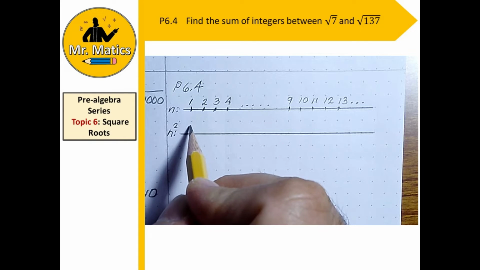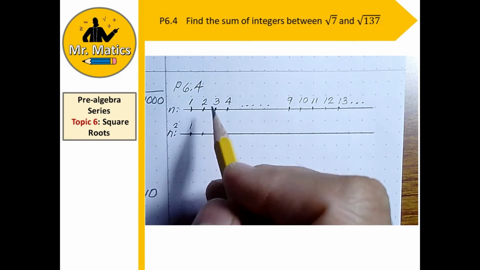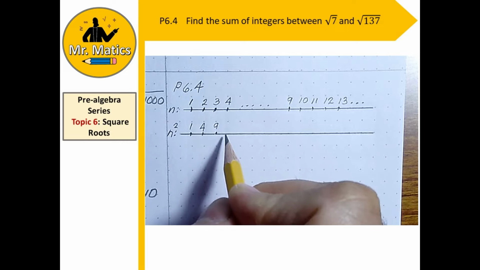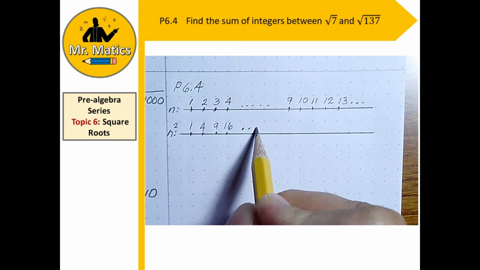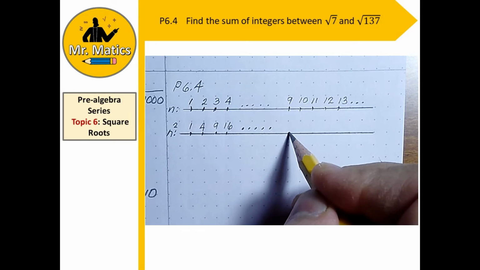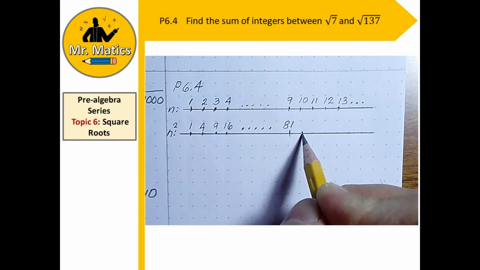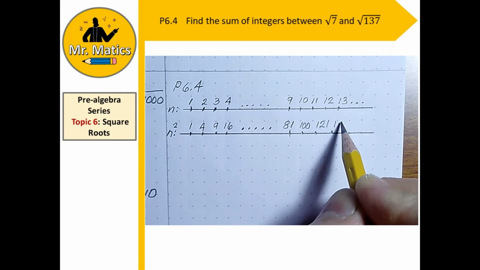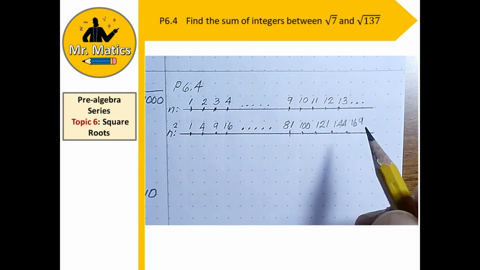So 1 will result in 1 square, which is 1. The next one will be 2 square, which is 4. The next one is 3 square, or 9, 16, and so forth. And then we continue here, 81, which is 9 square, 100, then 121, which is 11 square, then 144, then 169, and so forth.